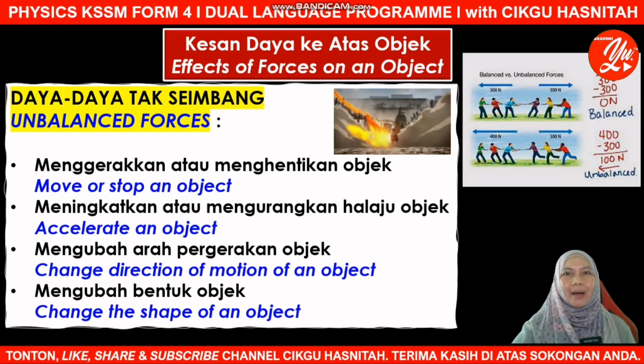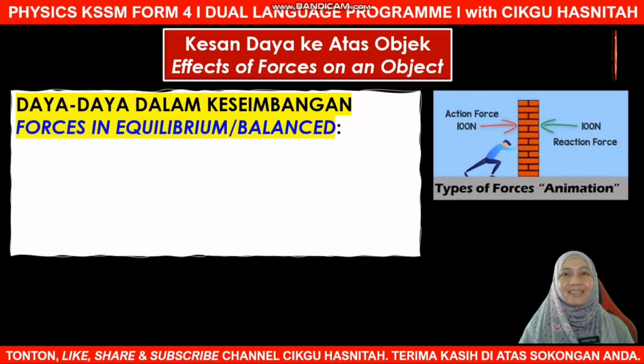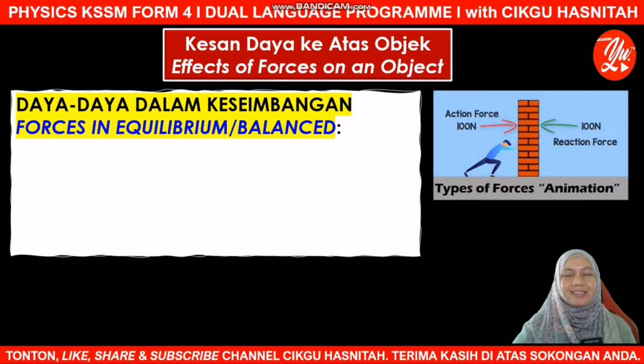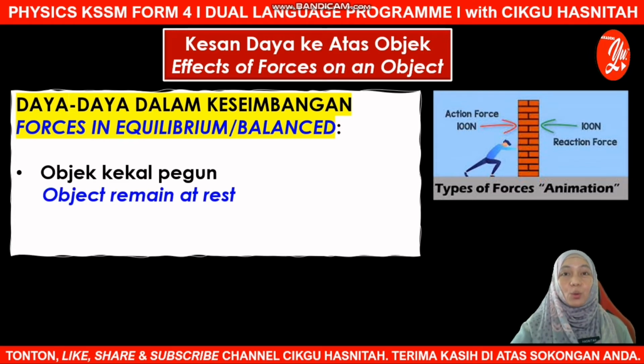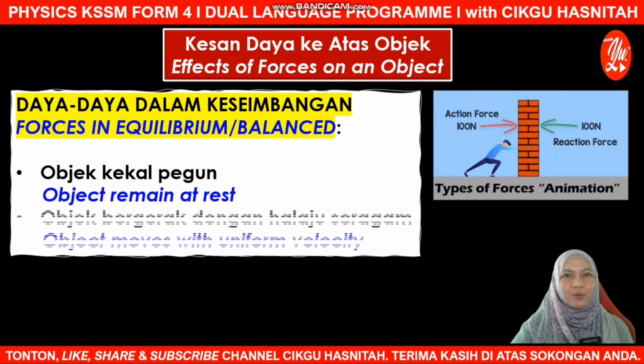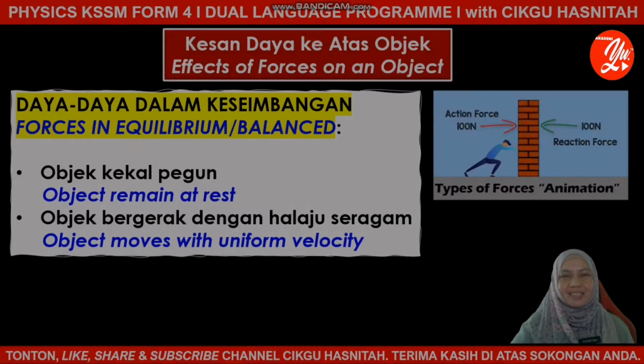So now how about the second situation when the forces acting are balanced? It might cause two possibilities, where the object might remain at rest or move with uniform velocity.